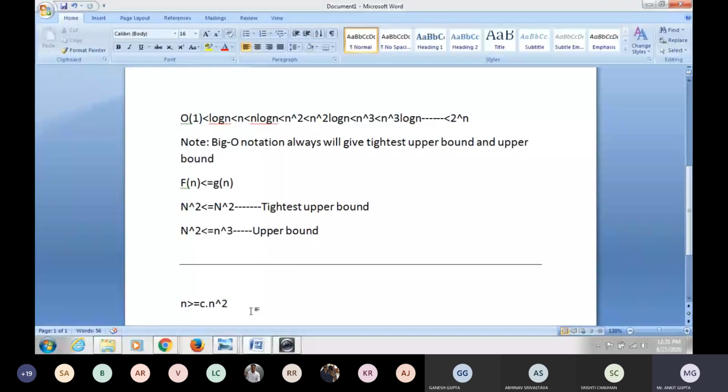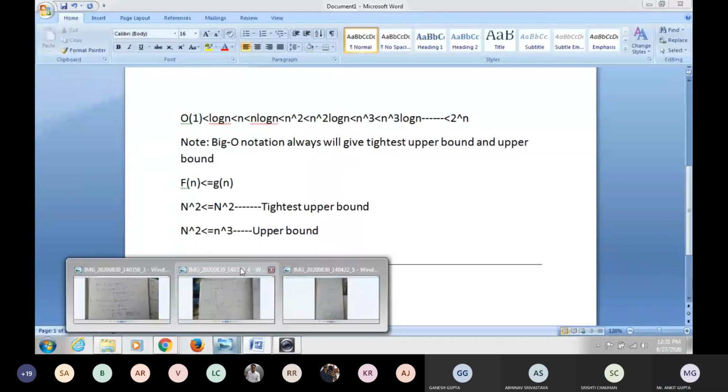But if I take c equal to 1 by n, then it can be true. Correct. But actually c cannot be a function. It is only a positive constant greater than 0, meaning 1, 2, 3 and so on. It cannot be a function, but 1 by n is a function. So I cannot take the value of c like that. So here omega notation will not be satisfied in that case.